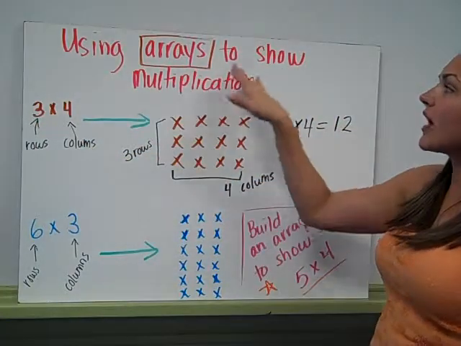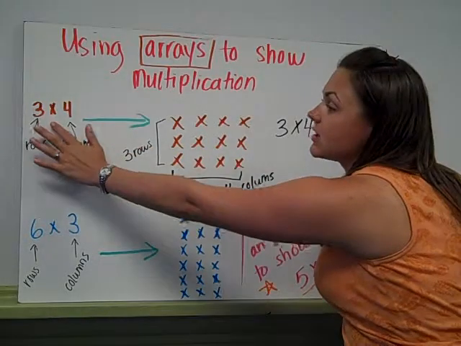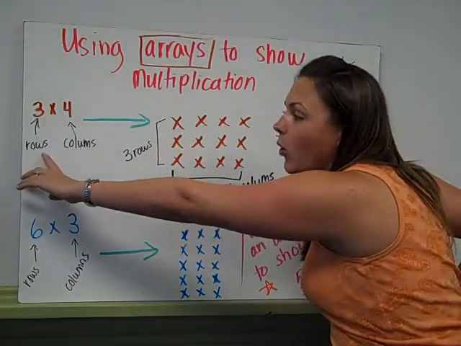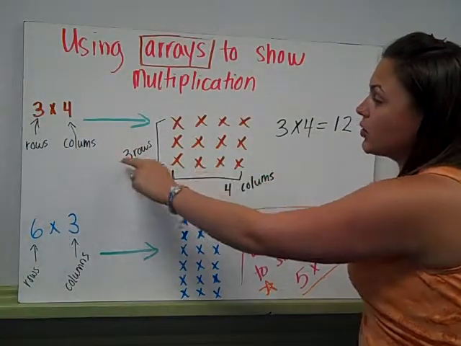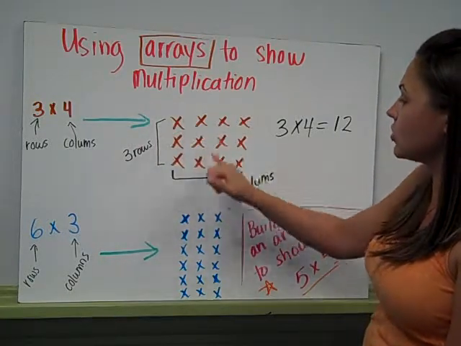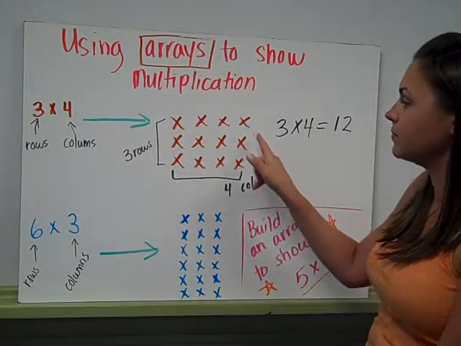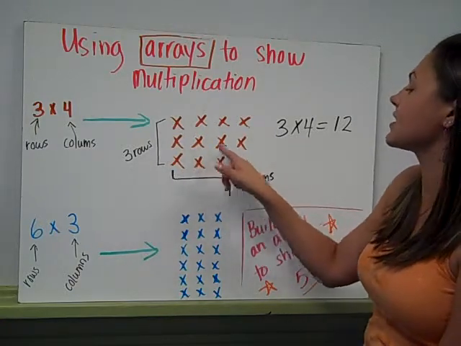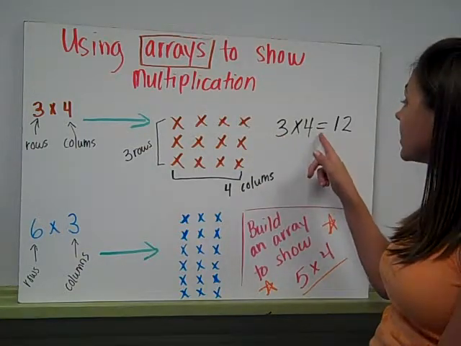Okay. Using arrays to show multiplication. We can use an array to show the problem 3 times 4. I can have 3 rows with 4 columns, or I could say 4 rows and 3 columns. It's up to you. I'm going to say 3 rows and 4 columns. So these are my columns. I have 1, 2, 3, 4 columns, and I have 3 rows. 1, 2, 3. I have 3 rows of 4. 1, 2, 3, 4, 5, 6, 7, 8, 9, 10, 11, 12. So that tells me that 3 times 4 equals 12.